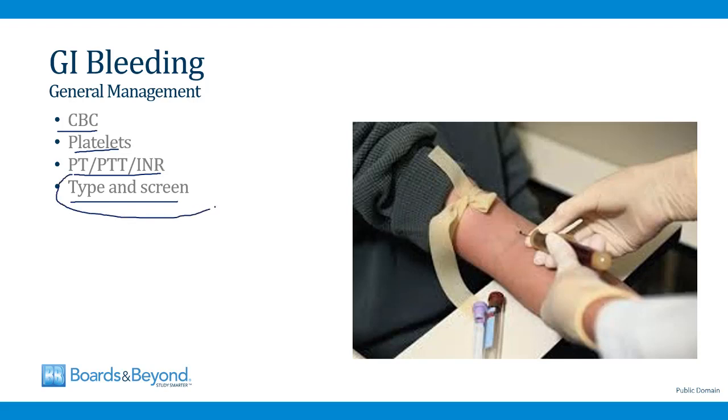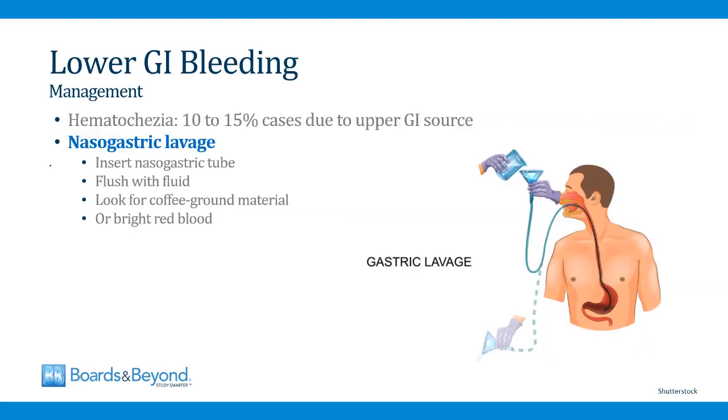Don't forget about this test. It's actually the most important one because without it, you won't be able to transfuse the patient if you need to. Beyond those general measures, the management becomes different for lower versus upper GI bleeding. Let's talk about the management of lower GI bleeding first.